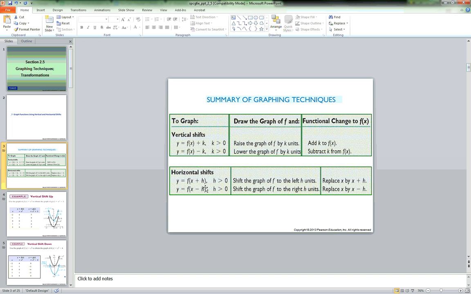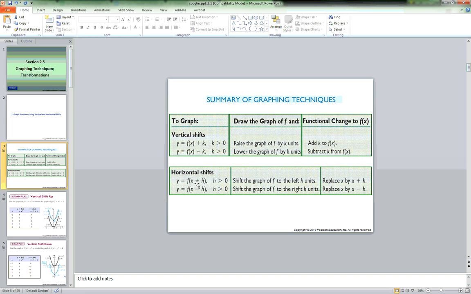Horizontally is a little bit different. If you look at horizontal shifts, you have to replace your x value with x plus your constant that you're shifting. So if you want to shift it to the right 5 units, you replace x with x plus 5. I think of it as horizontal shifts are inside the function. Vertical shifts, the number happens outside of the function. So these ones are opposite.